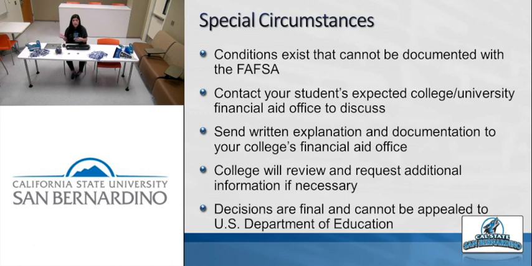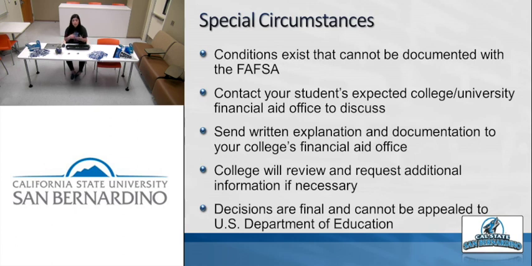So for conditions that you can't put on the FAFSA, you would contact the financial aid office, and send a written explanation and documentation to your college's financial aid office. When you come in to meet with us for a special circumstance, you want to make sure you bring as much documentation as possible about your situation. We will review it and request any information if necessary. And our decisions are final and cannot be appealed to the Department of Education.